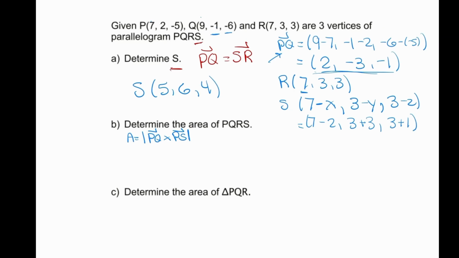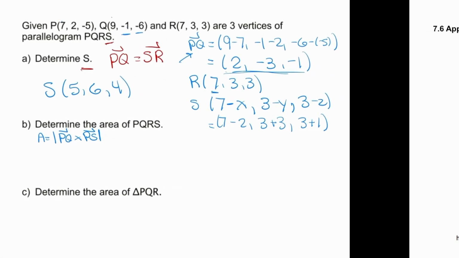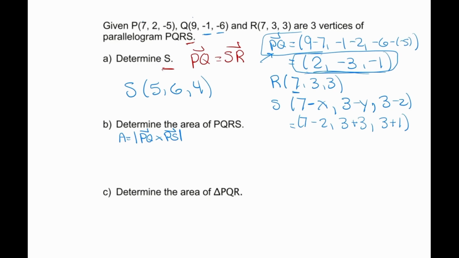So this is where we're going to use our cross product. We have PQ. We already know PQ. We found it over here. There's PQ. We need to find PS. So that's going to be our first step here, to figure out what PS is. So PS will be 5 minus 7, 6 minus 2, 4 minus negative 5, which gives me PS coordinates of -2, 4, and 9.